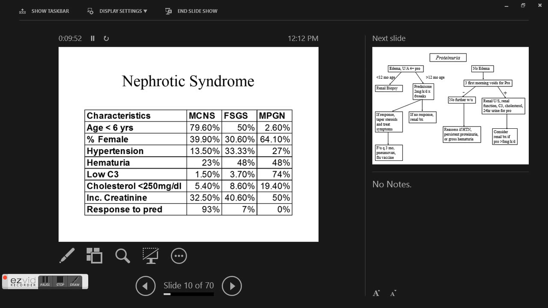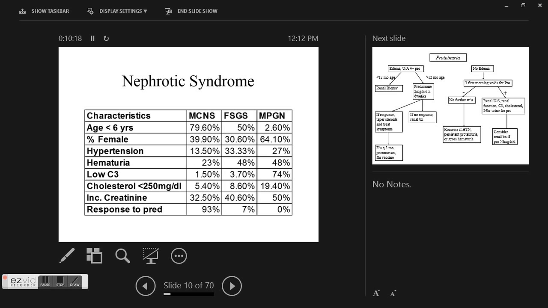So yes, those are the three things, but those will show up on your boards. Minimal change historically is the one that responds to prednisone, so that's the one we worry the least about. And that's how we often make the diagnosis, by giving a trial of steroids and seeing if they remit. If they remit, most likely it would be minimal change. The reason we call it minimal change is that if you were to biopsy somebody, you're going to see minimal changes on their biopsy.